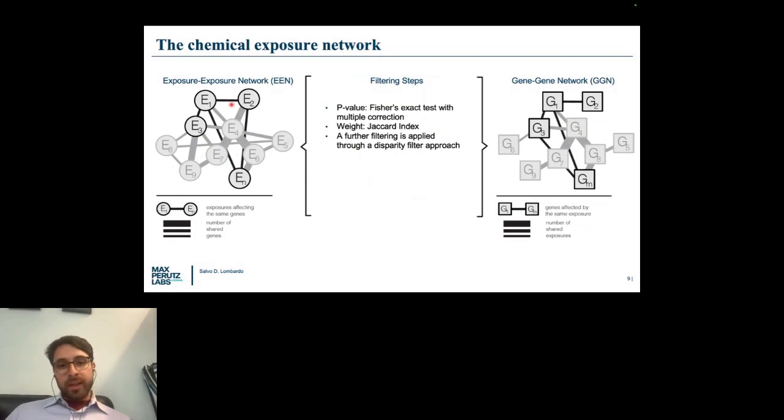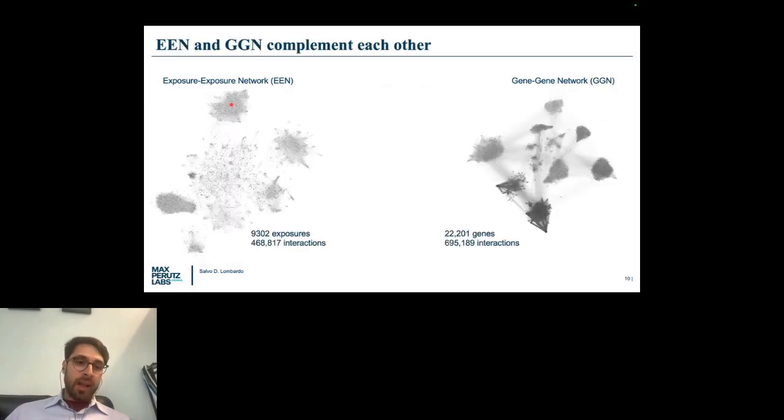What you should know is that in the beginning they were fully dense networks, and they became sparse in a way that you can even plot them in 2D, and you will see something like this. This is the exposure network on one side and the gene network on the other side, and they provide really complementary information. They are like two sides of the same coin. And they contain information for almost the entire genome, covering a bit more than 500,000 interactions.